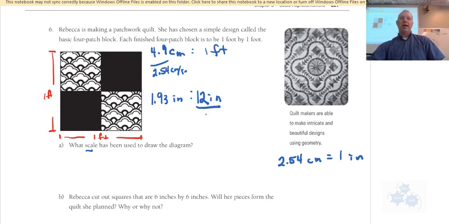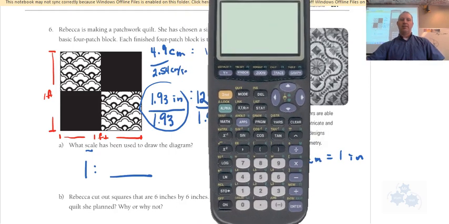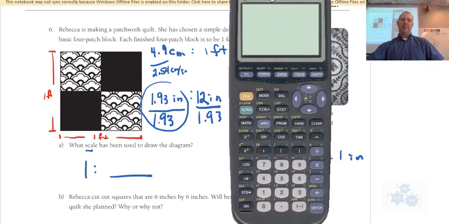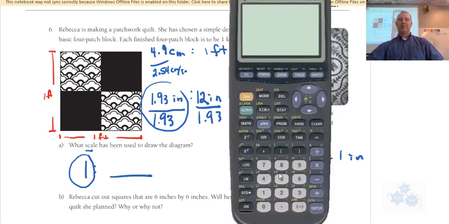All right, and we know that 1 foot has 12 inches. Okay? So we're getting close. How do I get this to 1 to something? I want to divide both numbers by what? How do I get a 1 on this side? What would I divide this side by to get 1? By itself. Yeah, by itself. So you divide by 1.93. And what is 12 divided by 1.93? 1.93 divided by 1.93 is 1, so that's where we get this one. What's 12 divided by 1.93?